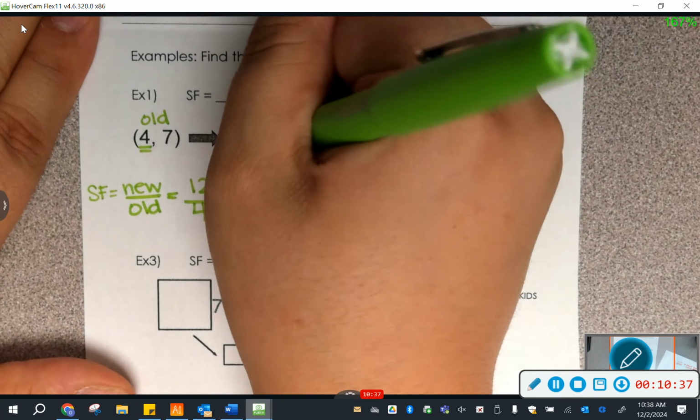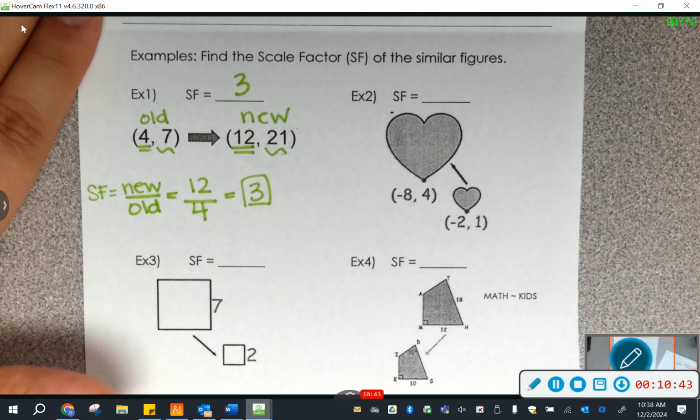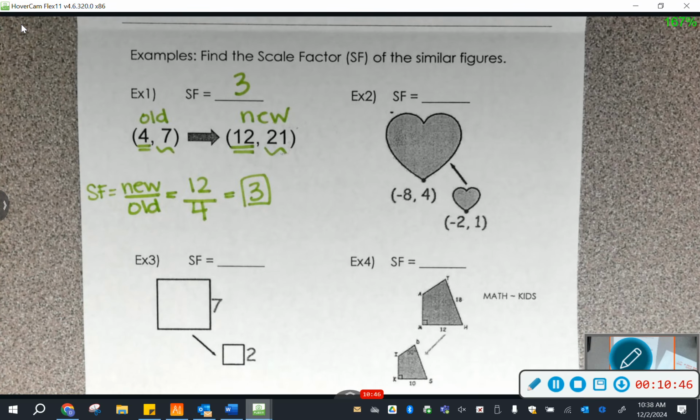Could you have done 21 over 7? What's 21 over 7? You would have gotten the same answer. So it doesn't matter. If you ever have a point, it doesn't matter which one you do.